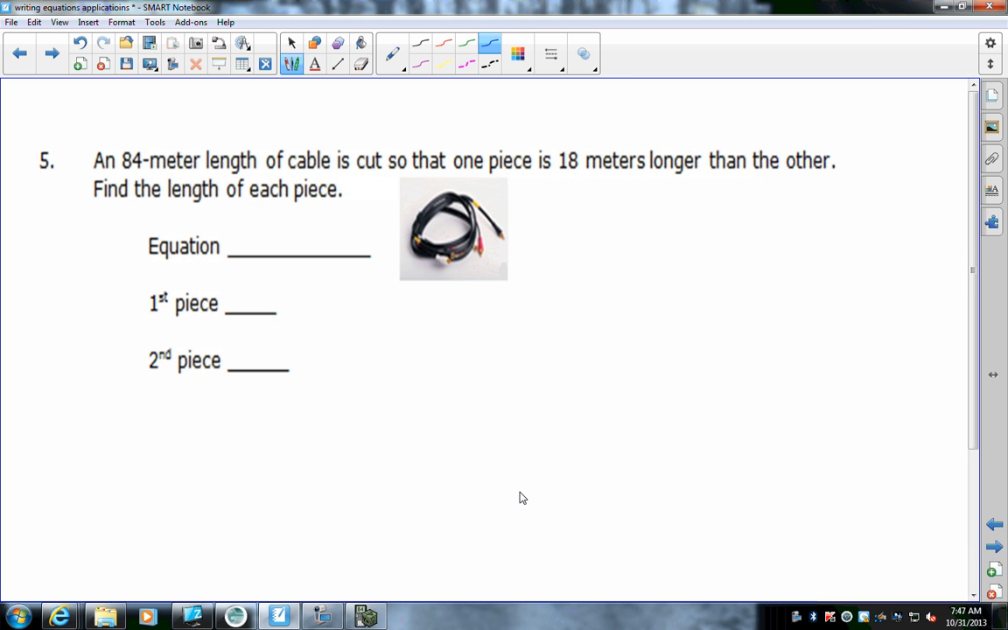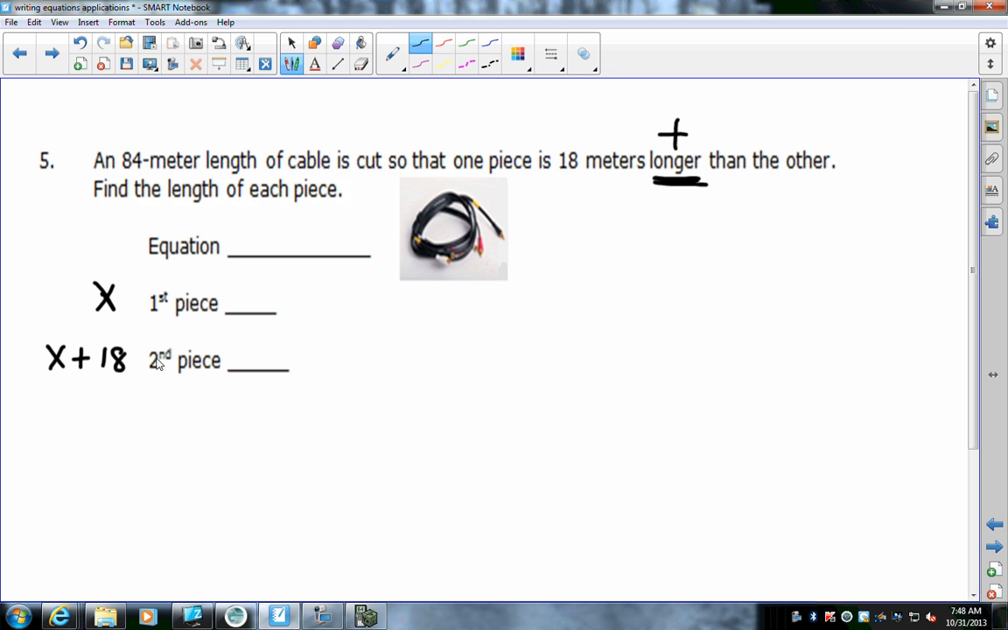The next one. An 84-meter length cable is cut so that one piece is 18 meters longer than the other. Find the length of each piece. Okay, so this one, when you look at it, it's got the first piece and the second piece. My first piece, I'm just going to make it x, because I don't know either one of them. But I know one of them is some length. The other one is 18 meters longer. When it says longer, what kind of operation is that? Addition, subtraction, multiplication? It's addition. So I'm going to take the first piece plus 18.